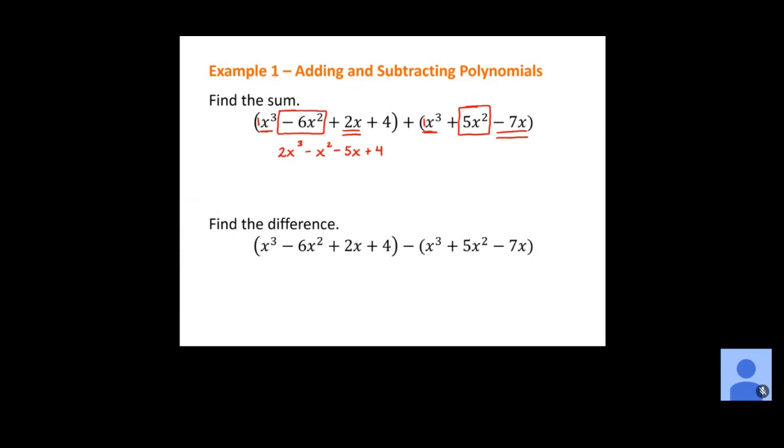All right, so now we got the same two polynomials down here at the bottom, but this time we're finding the difference, we're subtracting. So if I start subtracting like terms, same thing, I want to find my like terms. I have my x cubed and my x cubed. What am I going to get when I'm subtracting this time then?